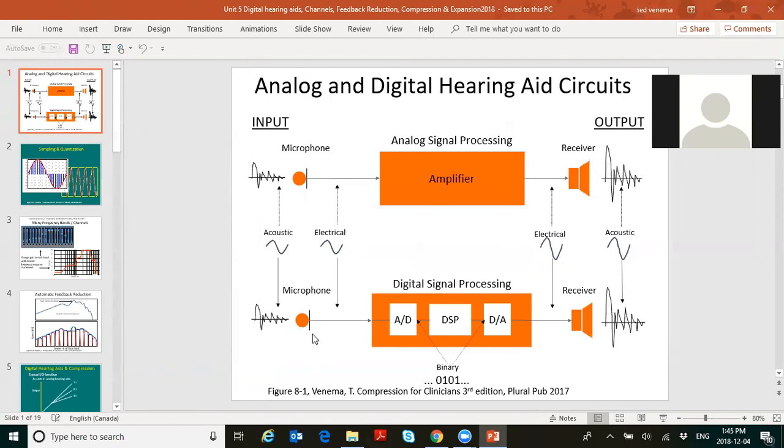Now in today's digital hearing aids, there's nothing digital about the mic, nothing digital about the receiver. Those are simply transducers. What makes digital different is sound is changed into electricity. The electricity is changed into digits by the A to D converter. The digital signal processor in the middle is manipulating and doing stuff, and then the digits are changed back into electricity, and the electricity is changed back into sound.